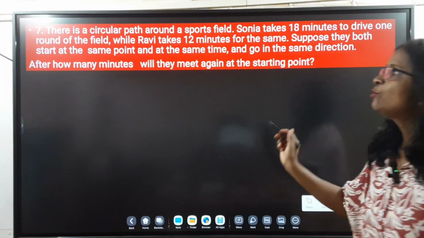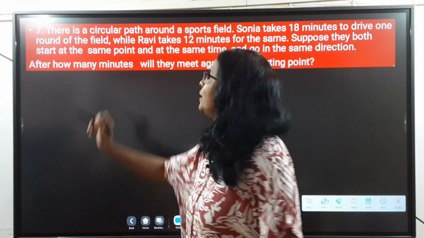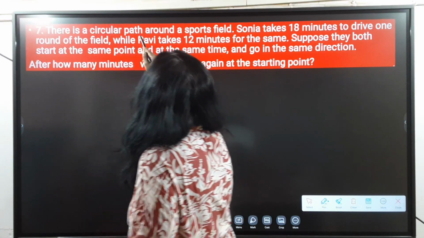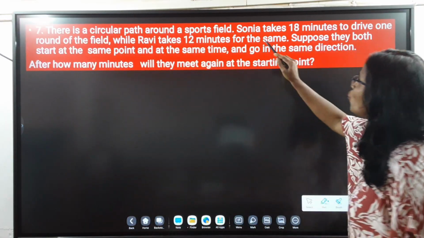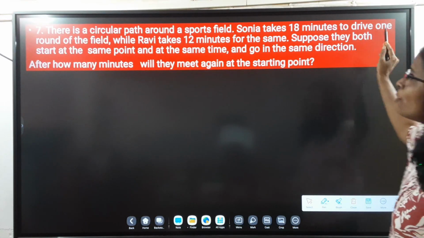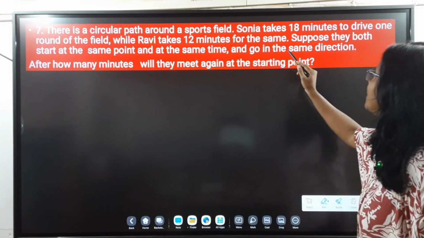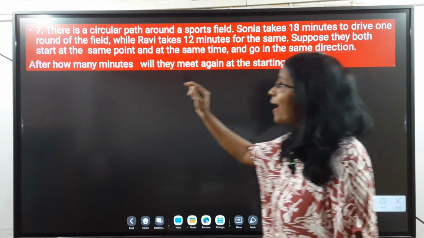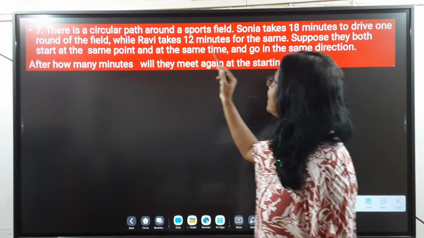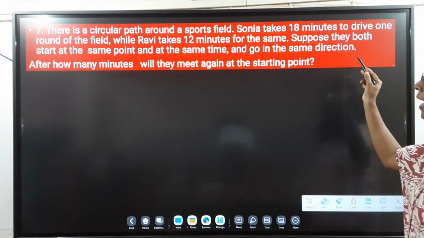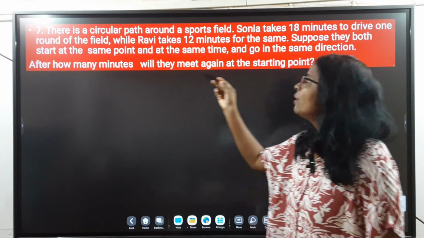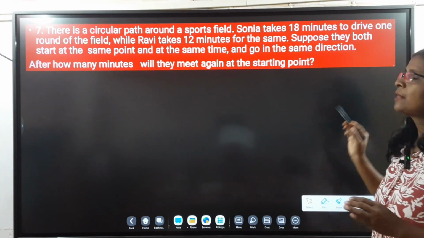Okay. Next one example students, 7th one example. There is a circular path around a sports field. Sonia takes 18 minutes to drive 1 round of the field while Ravi takes 12 minutes for the same. Suppose they both start at the same point and at the same time and go in the same direction. After how many minutes will they meet again at the starting point?